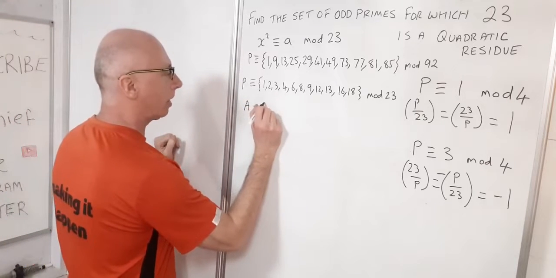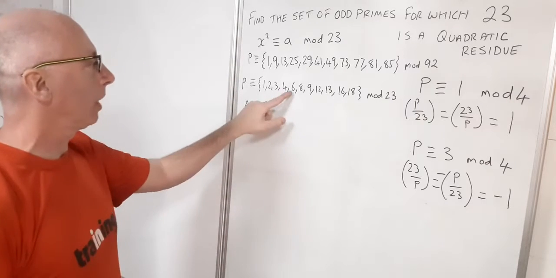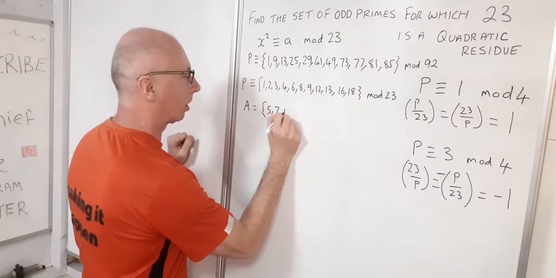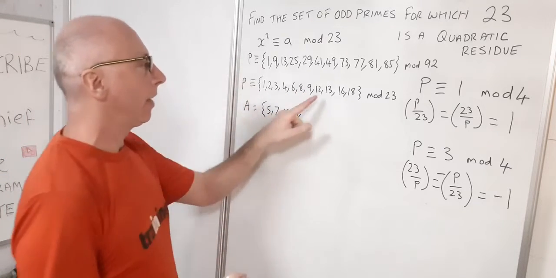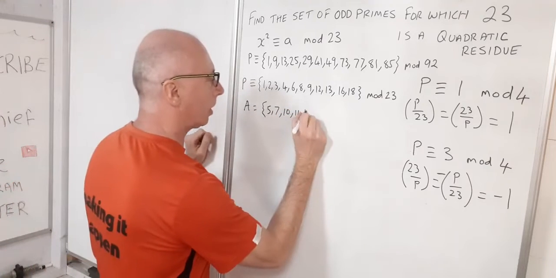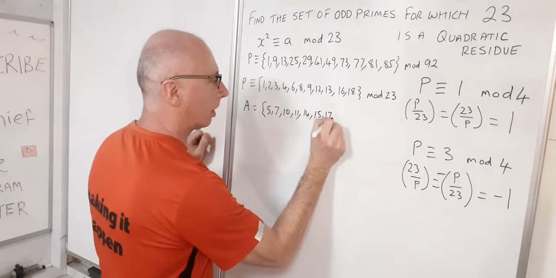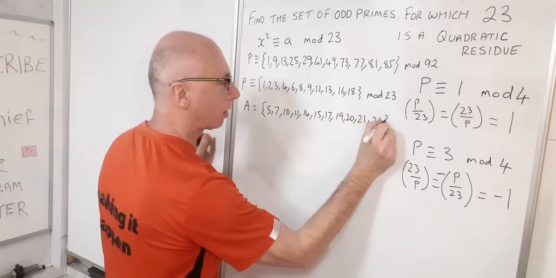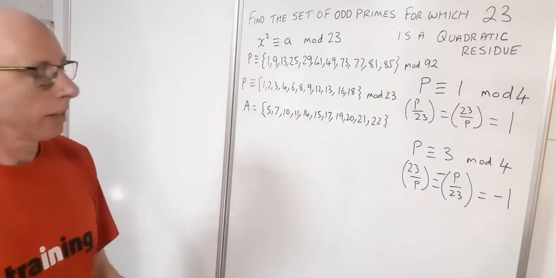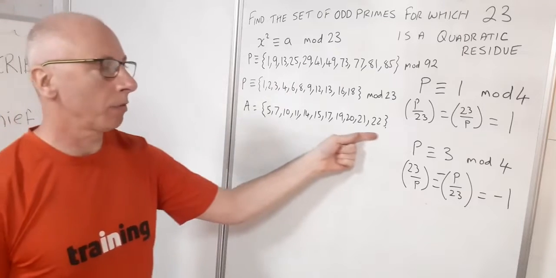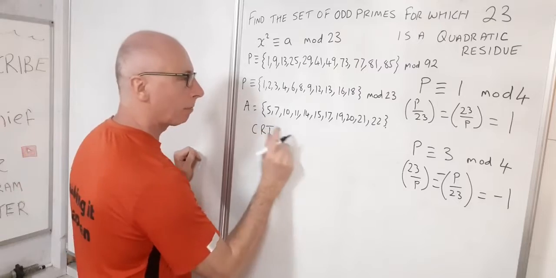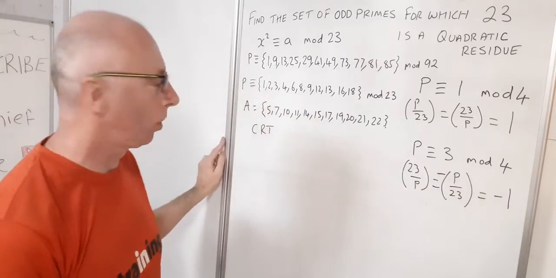So now A, my set I need will be 5, 7, 10, 11. And then 14, 15, 17. And then 19, 20, 21 and 22. Okay, so now we need to apply the Chinese remainder theorem again on this set of numbers. So this time, p is congruent with 3 modulus 4.